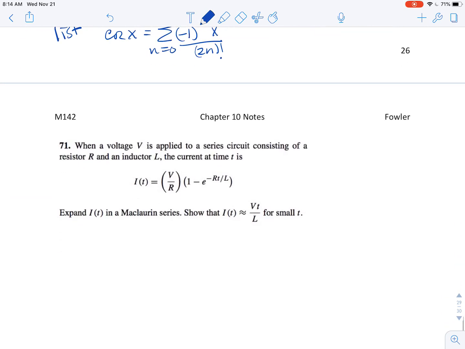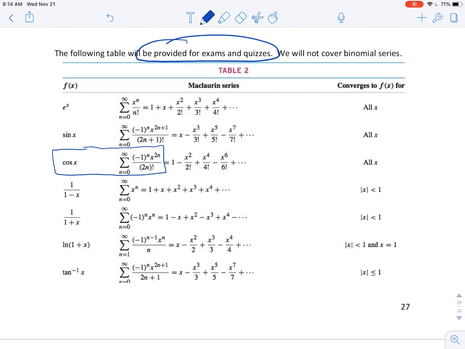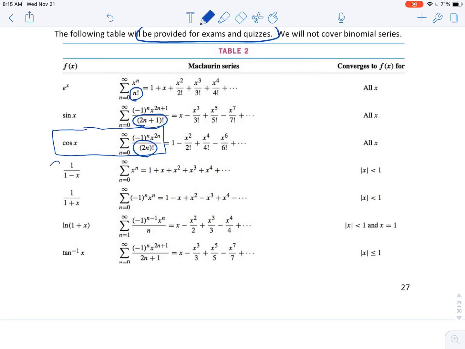And if you'll look for just a minute at the table, cosine has all the evens in the denominator. Sine has the odd factorials in the denominator. E has all the factorials in the denominator. So those should be pretty easy to identify. They're the only ones with factorials. The rest of these do not have factorials, and you can take a look at those depending upon whether you're dividing by n or whether you're dividing by 2n plus 1.